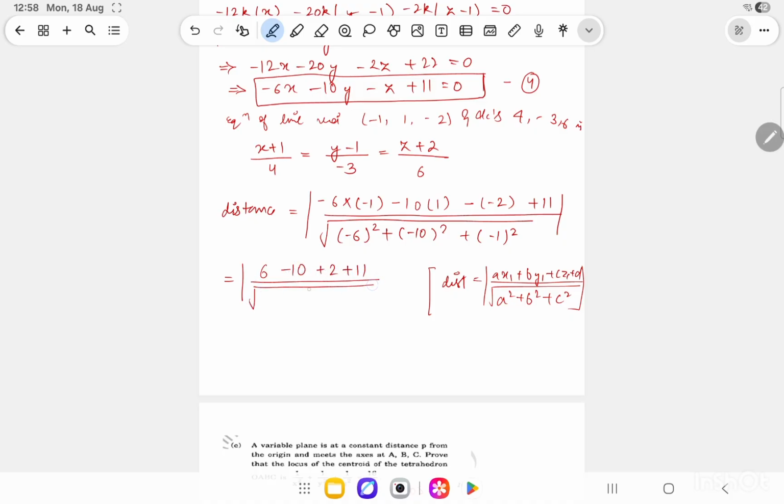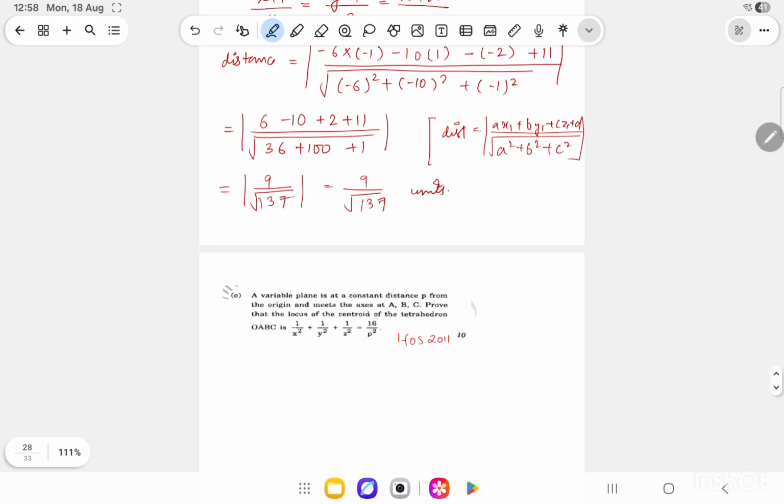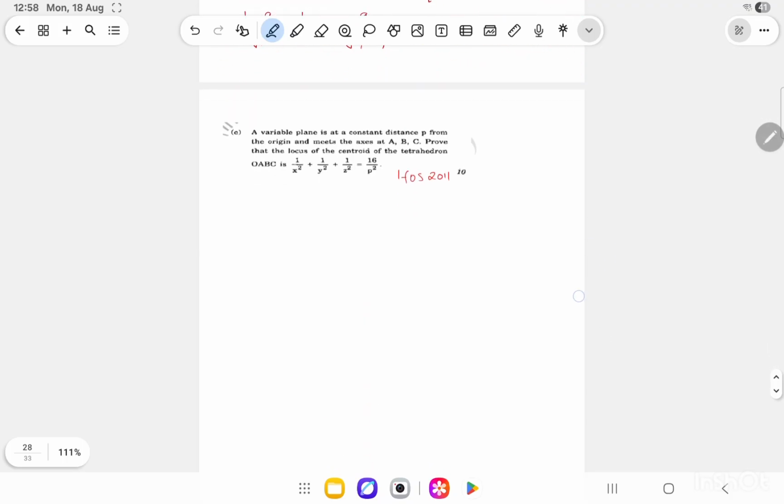So if we simplify, we'll get distance as modulus of 6 minus 10 plus 2 plus 11 divided by under root 36 plus 100 plus 1, which is equal to 9 upon under root 137. So 9 upon under root 137 units is the distance between the plane and the line. So let us move on to the next question.